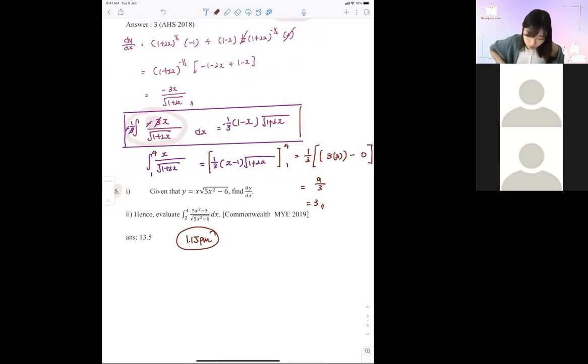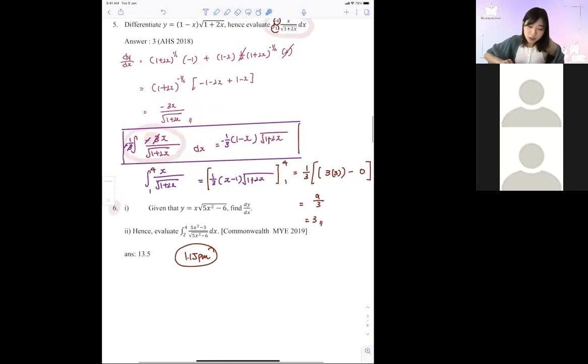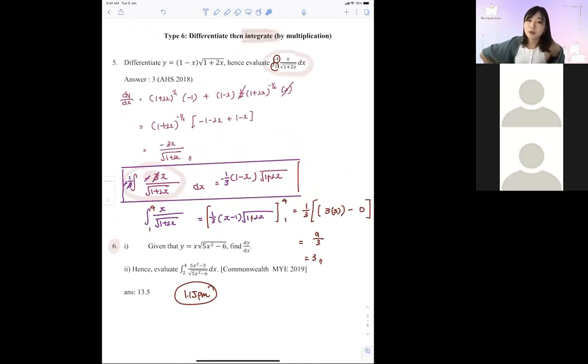You mean which chapter is this? Integration, integration technique. Is it partial fractions? No, this is differentiate, then you need to integrate. So every time when I give you part 1 of the question, you differentiate. Part 2, I ask you to integrate. That means you must use part 1 as the clue.